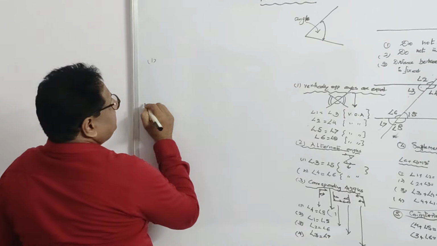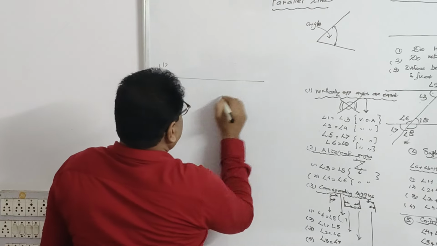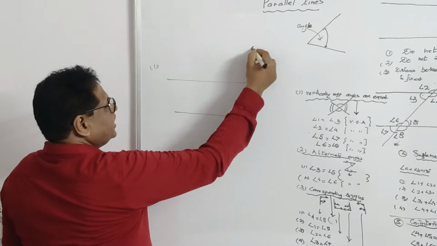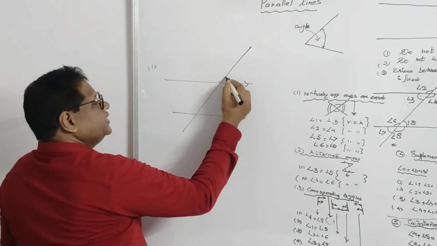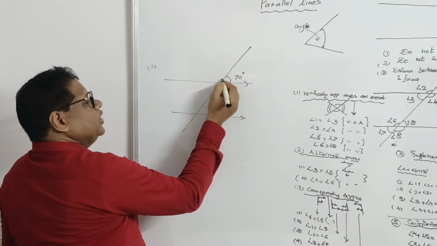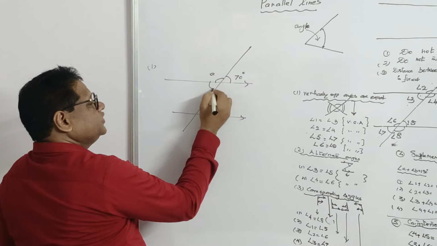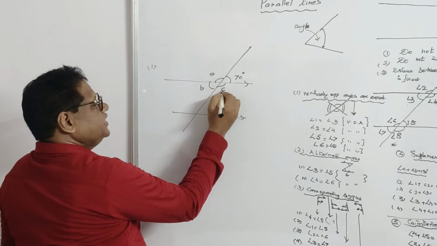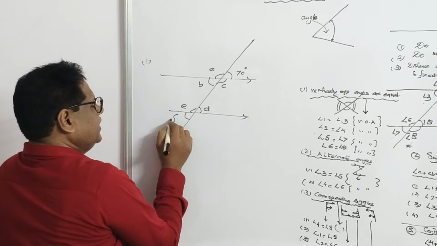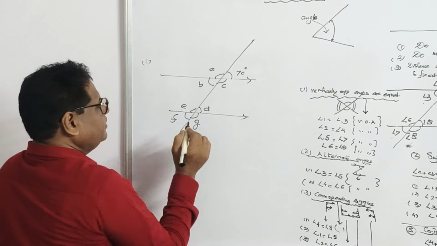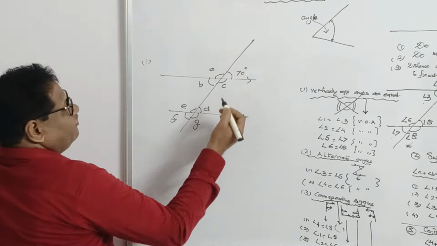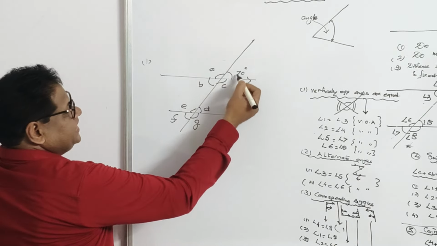Now first problem, let us handle this question. These are the two parallel lines. Okay, a transversal cuts over here. This angle is given to you, 70 degrees. Now you have to find angle A, angle B, angle C, angle D, then E, then F, then G. So first of all, we are going to find angle B, which is the easiest portion.